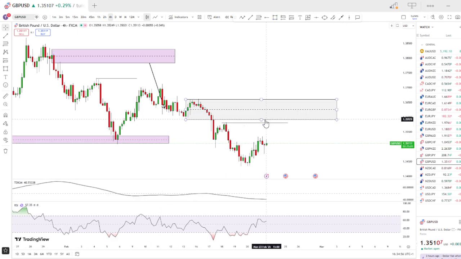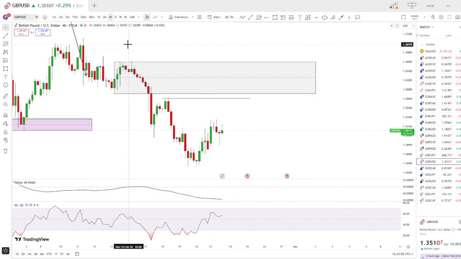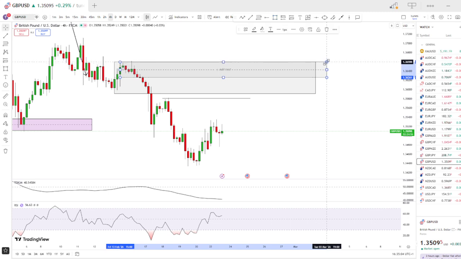So back to what I was saying here. I feel like that's just too much. So let's work with 50%, and then let's extend it. And let's hope we do not miss this trade.